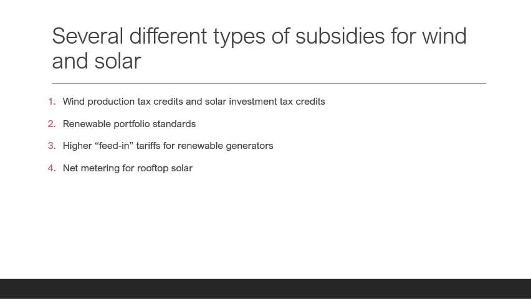There's several different types of subsidies for wind and solar. We have four major ones: wind production tax credits and solar investment tax credits. These are direct subsidies for wind and solar investments. We also have renewable portfolio standards, which we'll talk about in a moment. Higher feed-in tariffs for renewable generators. Again, we'll talk about that in a moment. And net metering for rooftop solar.